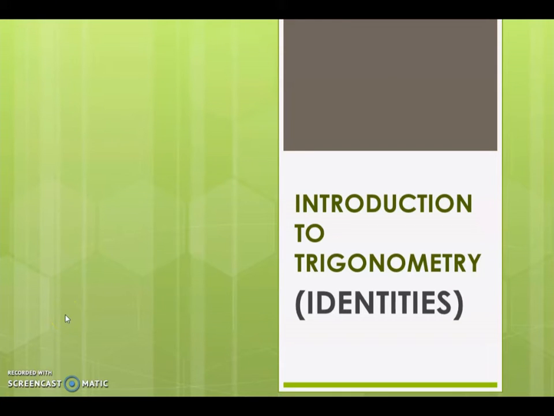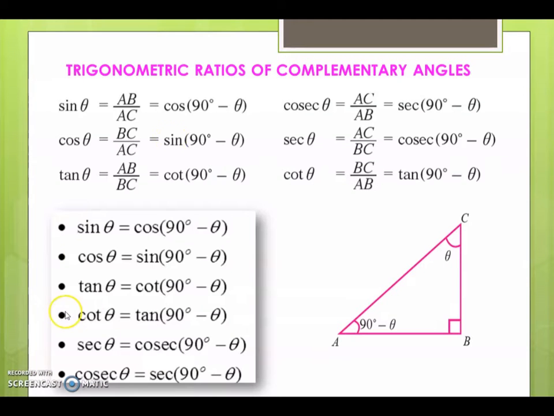Okay, so before beginning with trigonometric identities, we'll quickly see trigonometric ratios of complementary angles. Now, complementary angles, you already know what are complementary angles. If the sum of the angles is equal to 90 degrees, then the pair of angles is called complementary.